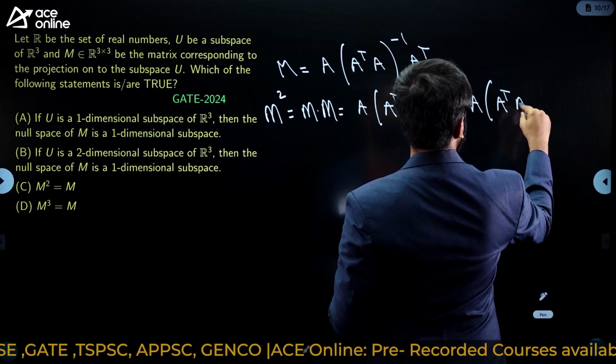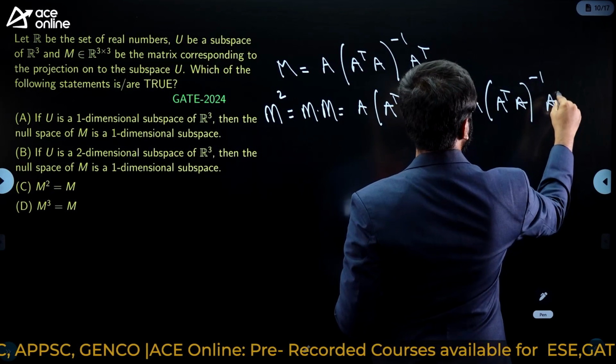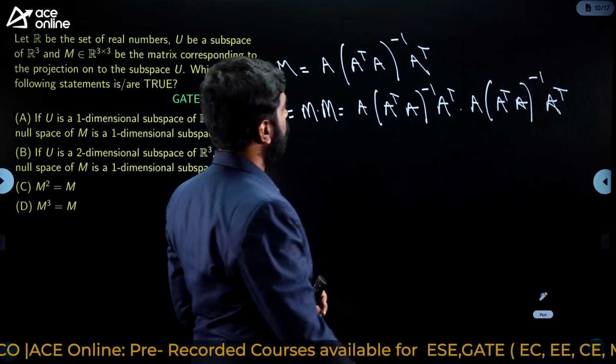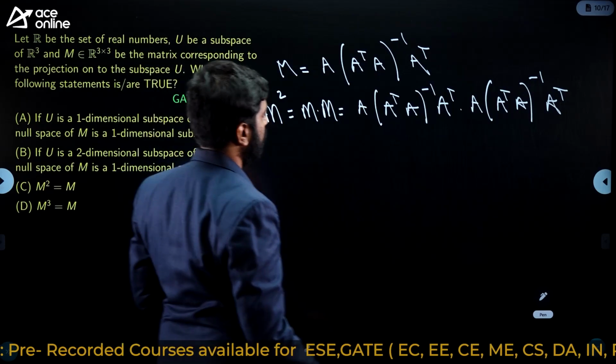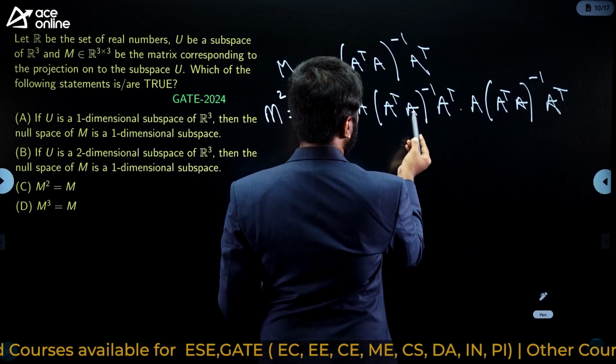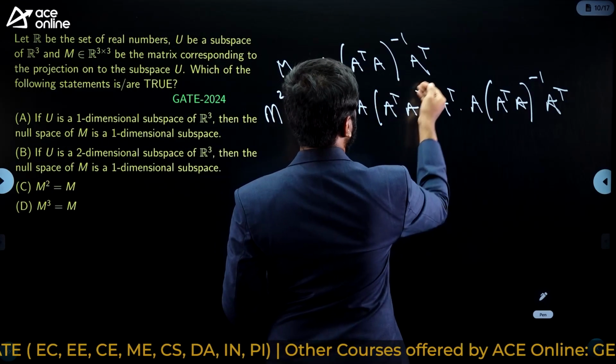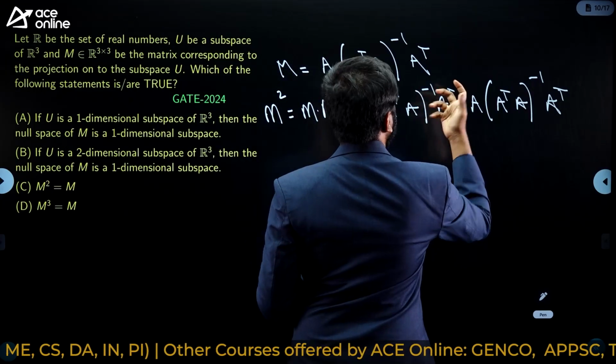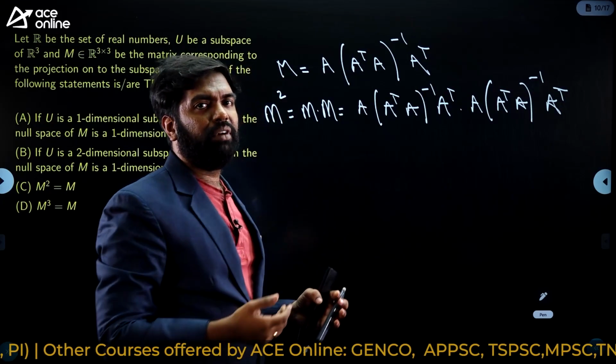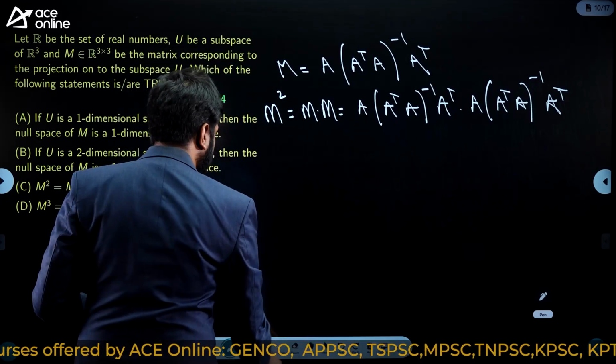A transpose A whole inverse into A transpose. So, anything interesting that you see? Now look at this. This is A transpose A whole inverse. If you treat this whole thing as B, then this is like B inverse into B. What is B inverse into B? B inverse into B is the identity matrix.